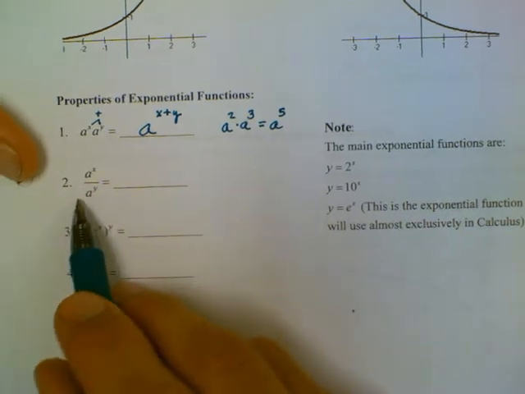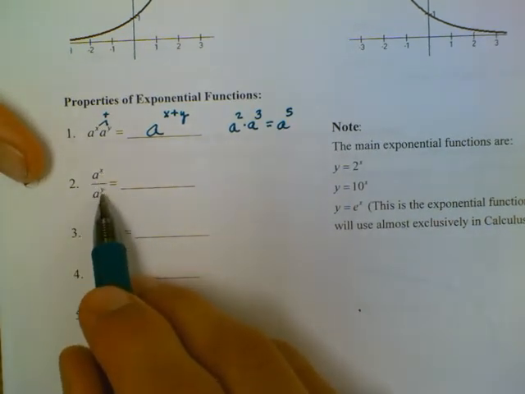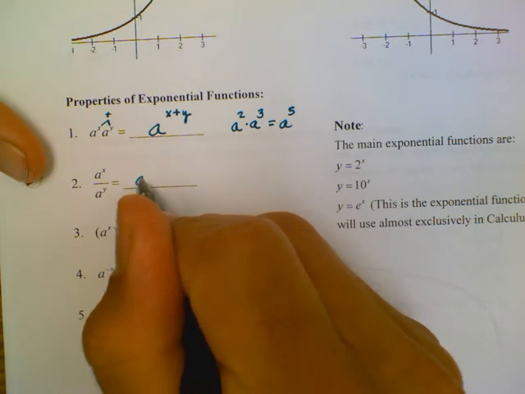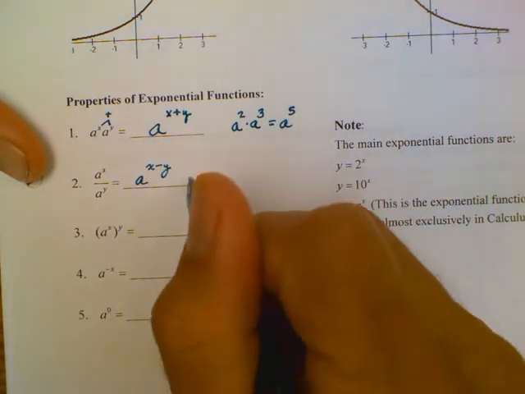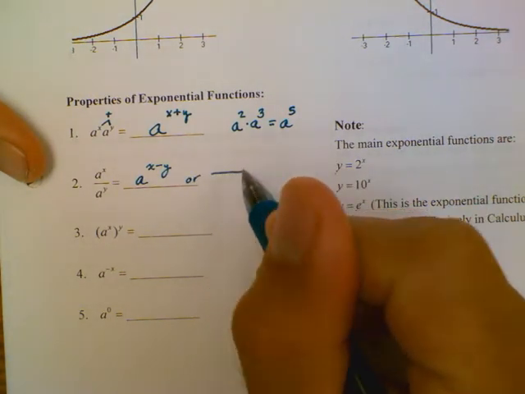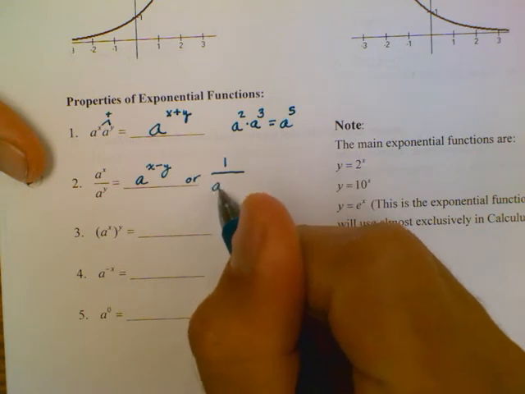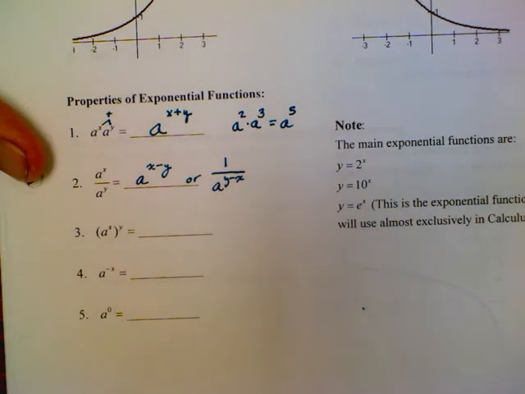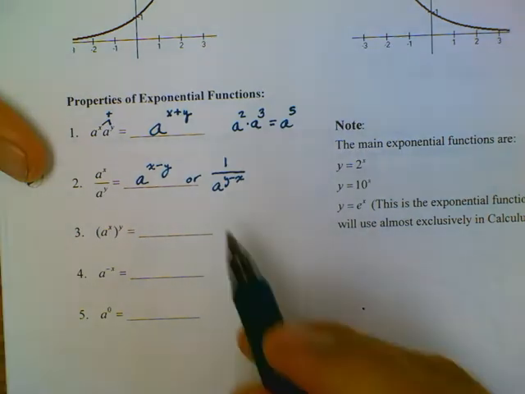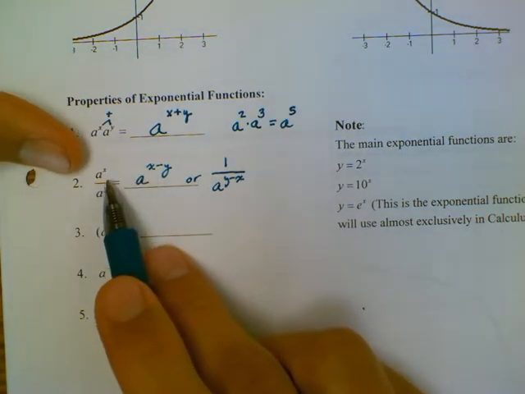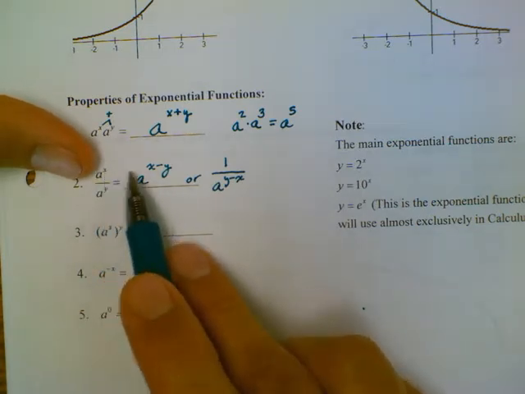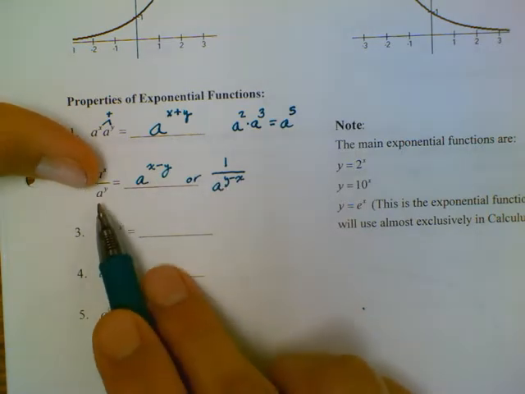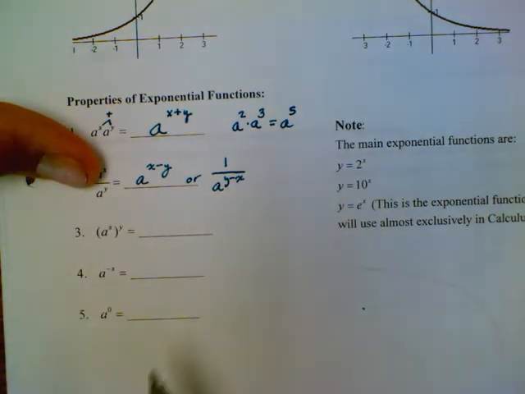Number 2 tells us that we can subtract exponents if we are dividing common bases. So our answer could be a to the x minus y. Another legitimate answer would be something like 1 over a to the y minus x. Okay? So whichever one you are subtracting from, that's the one. If you're subtracting from x up here, then you leave it in the numerator. But if you're subtracting from the bottom one, then you leave it in the denominator.